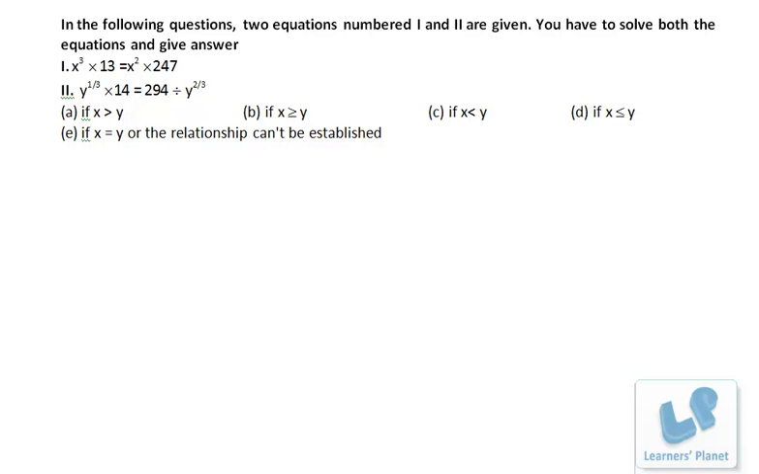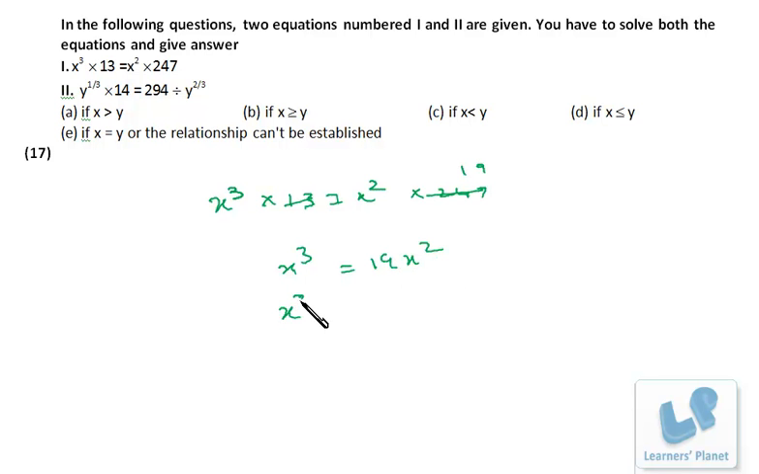Now we have this question. First of all, let's calculate the value of x. It's x cube into 13 is equal to x square into 247. So it's 13 into 19. So it's x cube is equal to 19x square. So I just take x square as common. So x minus 19 is 0. So x is equal to 0 or 19, right?